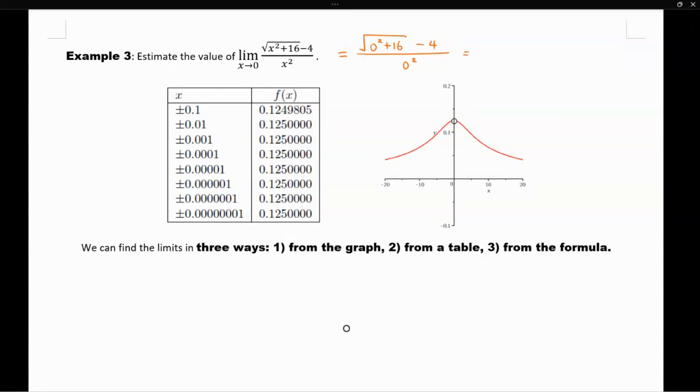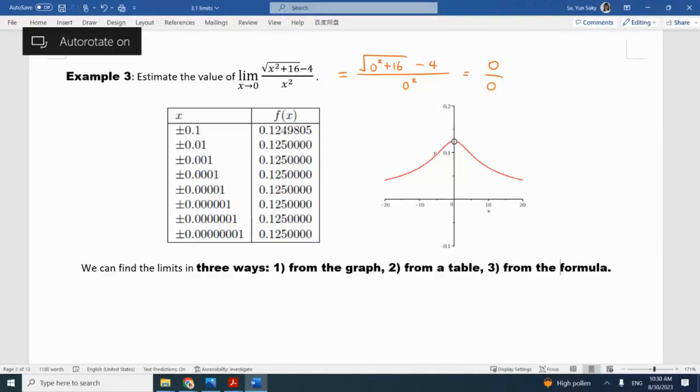Okay, so this is 0, right? 0 squared is 0. Well, 16 is 16. What is the square root of 16? 4. 4 minus 4 is 0. Oh, this is 0. Do you see the denominator is also 0? The bad guy. We need to find the bad guy.